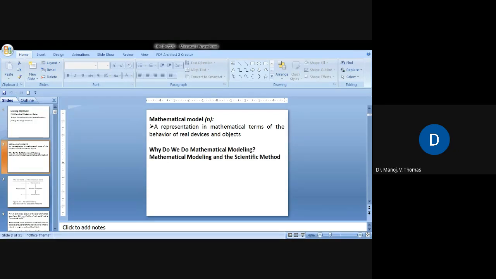So that is the basis. I think you got the basis of mathematical modeling. Did you get it? I think you got it. You got the importance of mathematical modeling. Yes, you got it. So we'll move on.